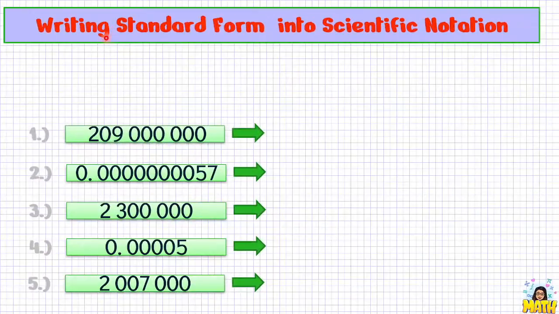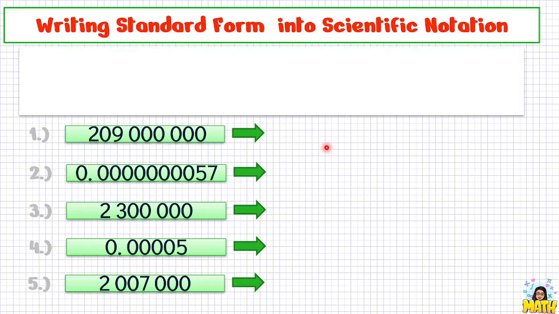Let's have more examples. Let's write these numbers in standard form into scientific notation. And we're going to do that by following these steps. First is to place the decimal point after the first non-zero digit. So, kailangan po ay piliin po muna natin yung mga non-zero digits dito. We call them significant figures. Ito yung mga digits na hindi zero. Just like 5, 7, 2, 3, and 5.